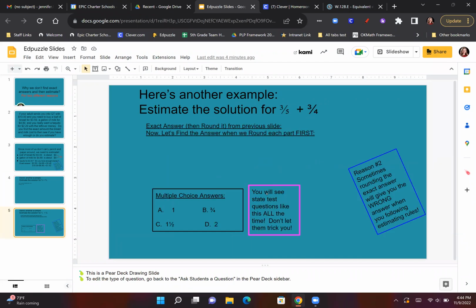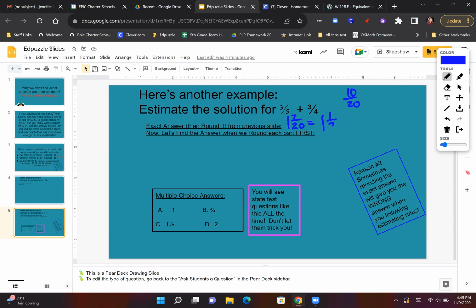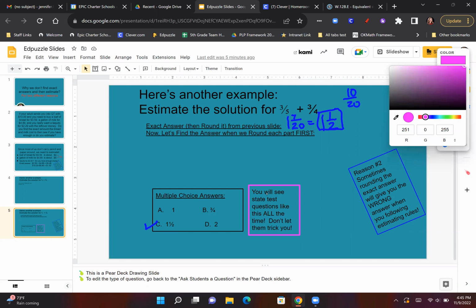So the first thing they want us to do is to write the exact answer here from the previous slide and then round it. So we had 1 and 7/20 as the exact answer on the previous slide. And I can tell if I had a number line, 7/20, it takes 10/20 to be 1/2. So we're really close to 1/2. This would round to 1 and 1/2, okay? So a lot of you, if you were doing multiple choice, you'd go ahead and pick C, right? Well, let's find the answer when we round each part first. So let's do that next.